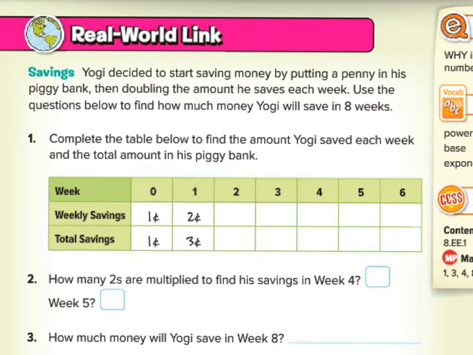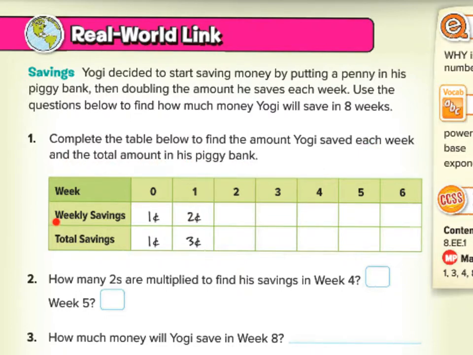Real world link, savings. Yogi decided to start saving money by putting a penny in his piggy bank, then doubling the amount he saves each week. Use the questions below to find how much money Yogi will save in 8 weeks. Complete the table below to find the amount Yogi saved each week and the total amount in his piggy bank.